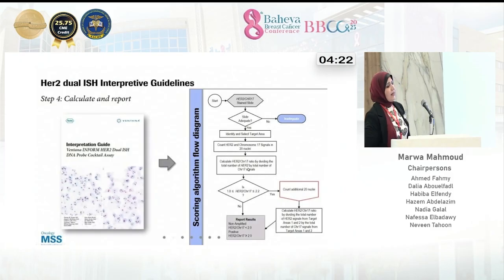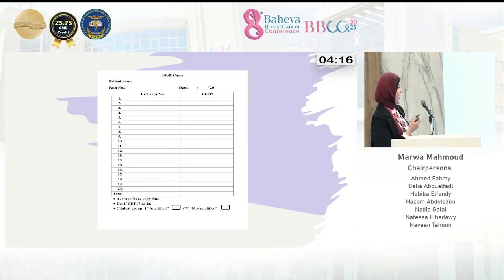آخر حاجة بقى calculate and report. أنا المفروض إن أنا خلصت العد بتاعي، عديت 20 خلية الـblack signals فيهم قد إيه وحطيتهم في الجدول بتاعي، وعديت 20 خلية الـred signals فيهم قد إيه وحطيتهم تحت الـCEP17. وبعد كده هبتدي أحسب الـratio.